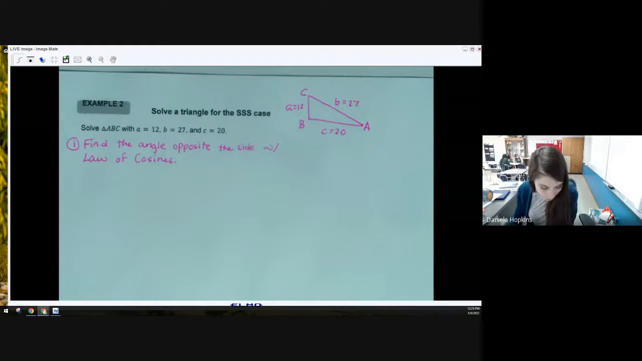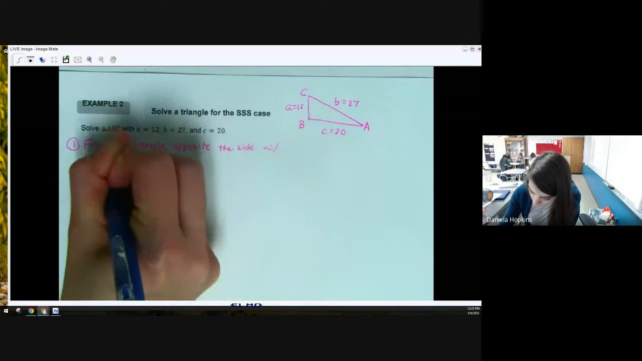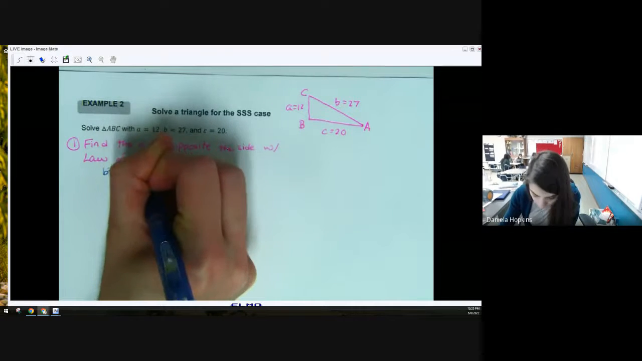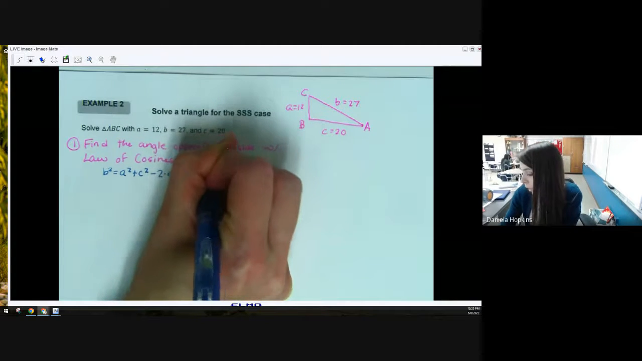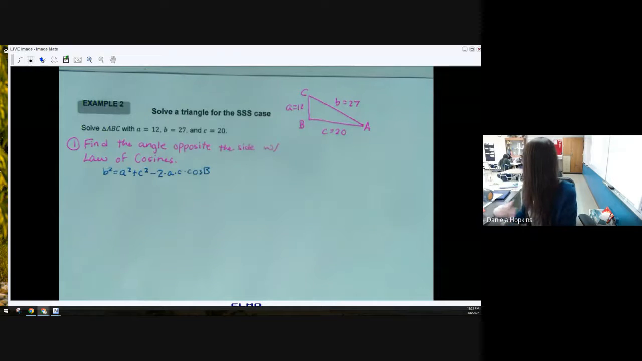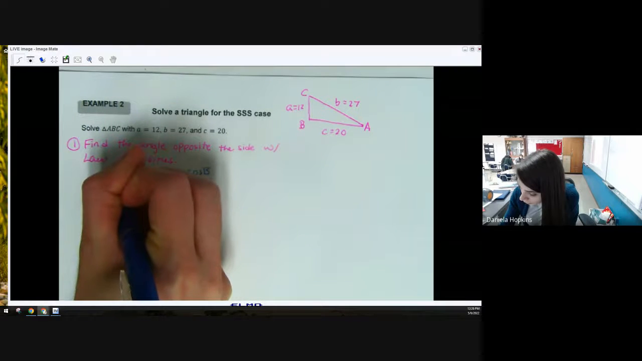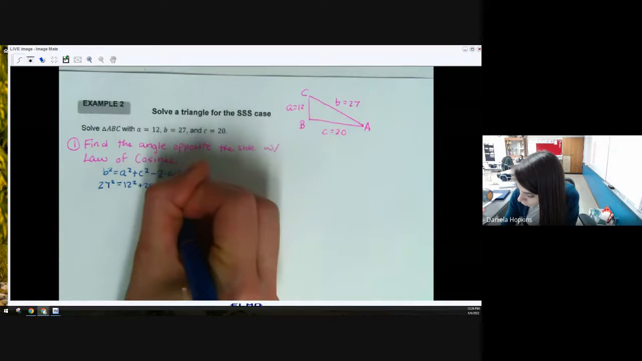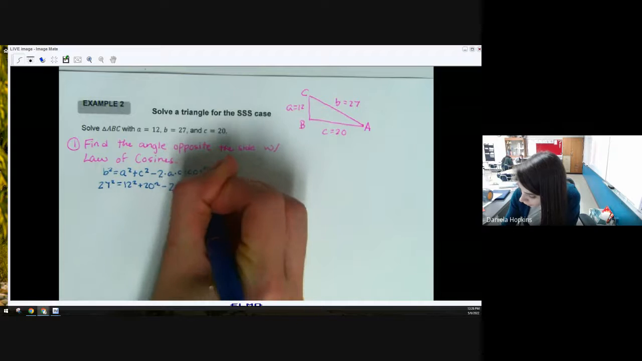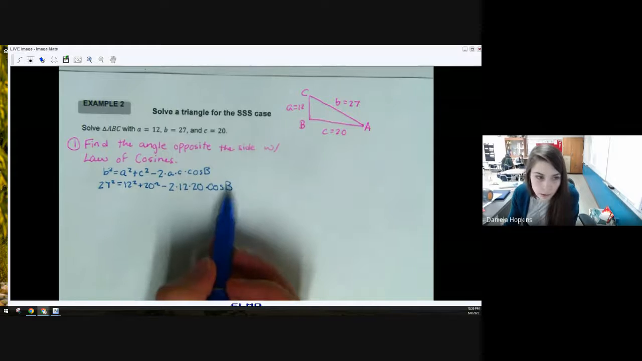Coming back. Okay, so that means we're going to solve for big B first. So I'm going to use b squared equals a squared plus c squared minus 2 times a times c times cosine b. And I'm just writing this in the notes, but obviously you guys could jump right to the line where you're filling things in. But here's the weird part about this problem. When I fill things in, I have 27 squared equals 12 squared plus 20 squared minus 2 times 12 times 20 times cosine of b. So my variable ends up being over here instead of over here.